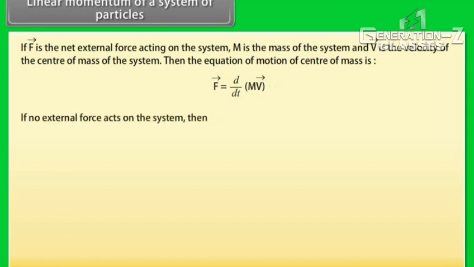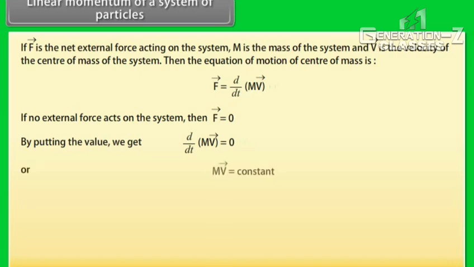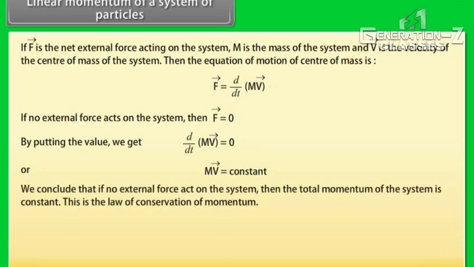If no external force acts on this system, then the F vector will be equal to 0. By putting the value of F vector in the above equation, we get d/dt of the product of m and v vector = 0. This equation can be written as mv vector = constant. We conclude that if no external force acts on the system, then the total momentum of the system is constant. This is the law of conservation of momentum.